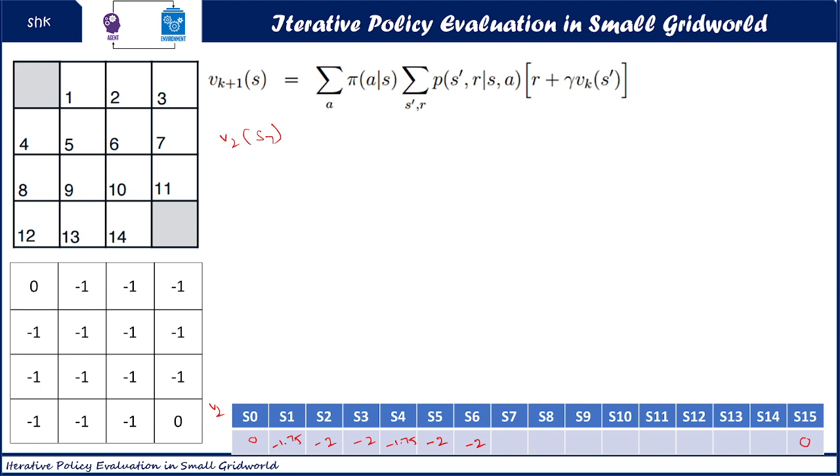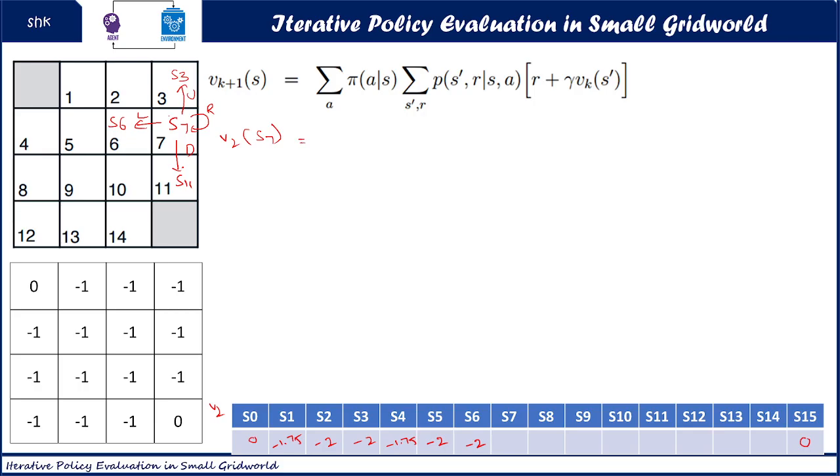Now we are going to evaluate S7. When we are in state S7, if you take the left action, the next state is S6. If it is the right action, the next state is S7. For the up action, the next state is S3. For the down action, the next state is S11.